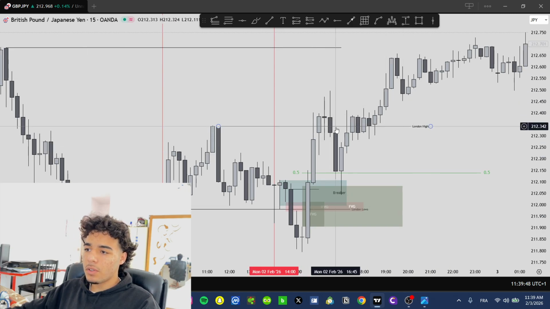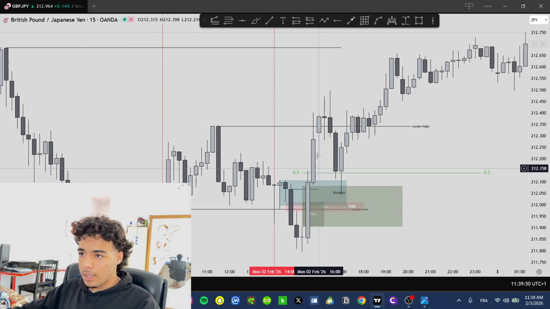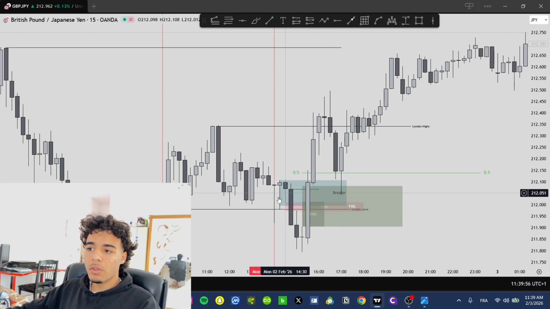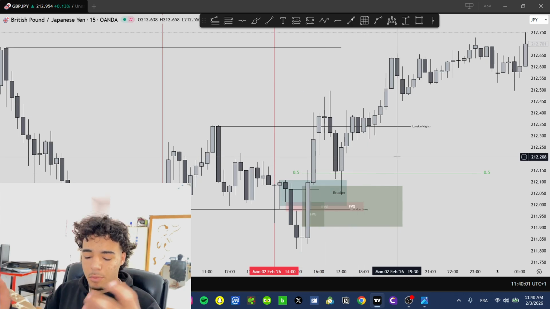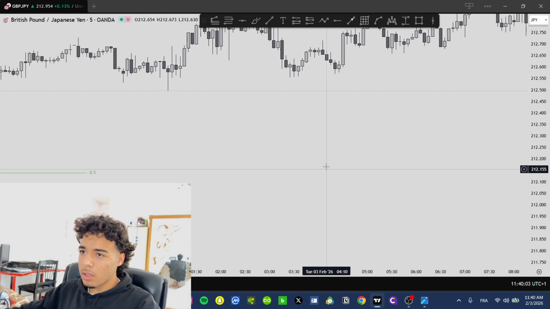So we got the retracement back into this fair value gap that I told you is not an ideal fair value gap. This is the ideal fair value gap. So we got a retracement back into the breaker block, the fair value gap, the equilibrium zone, and with that, I'm done looking for confluences.